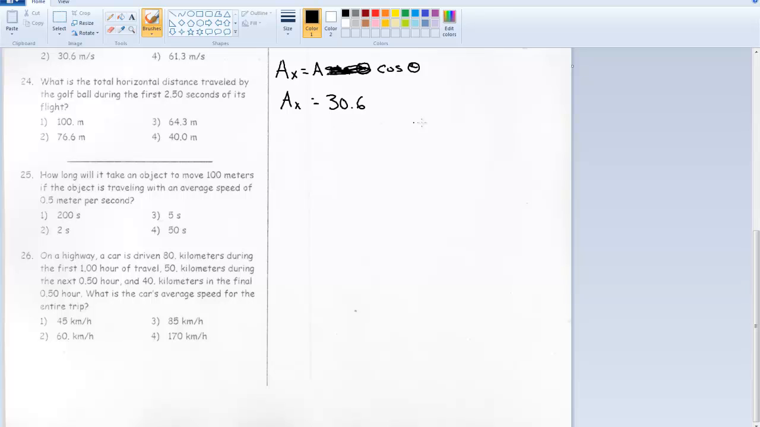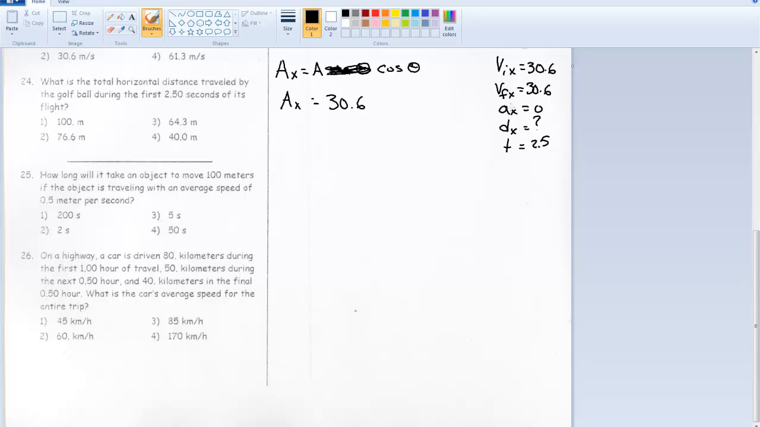All right. So this is going to be our VIX equals 30.6. Now we know that the VFX is also going to be the same. This never changes. That's because the AX is equal to 0. In this case, DX, that's what we're looking for. And they've given us a time which was equal to 2.5 seconds.